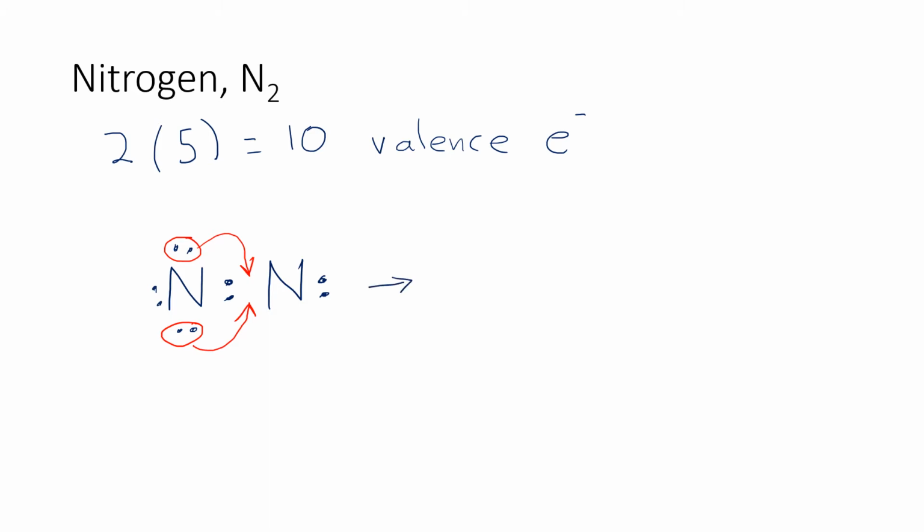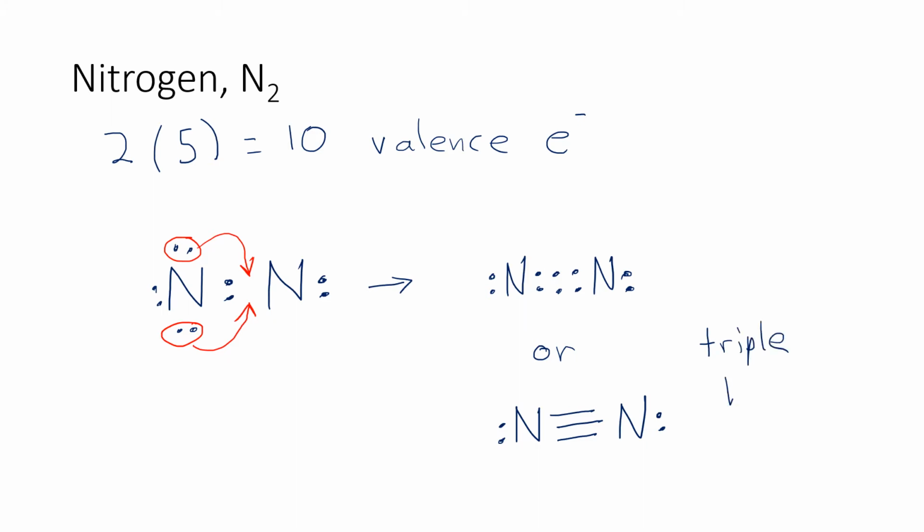So cleaning that up, we're going to have a nitrogen atom with a lone pair, and then we're going to share 3 pairs of electrons with its neighbor, and it still has 1 lone pair on it. The other way that we will draw this kind of structure is with 3 lines in place of the 6 dots. So each line represents 1 bond or 2 electrons. And so nitrogen ends up with a triple bond.